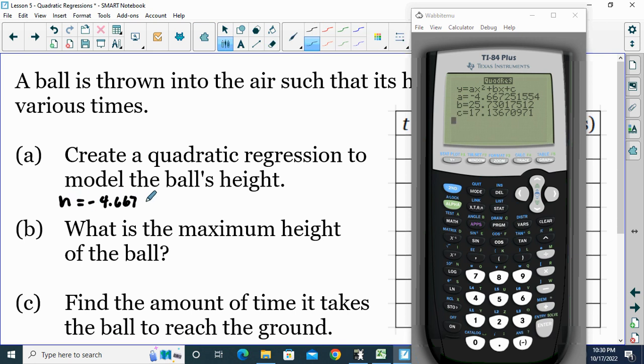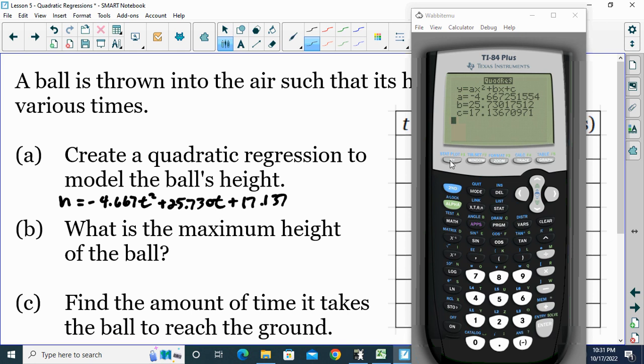Height is negative 4.667 time squared plus 25.730 t plus 17.137. That is our answer in part A. So it gave us the quadratic regression equation.